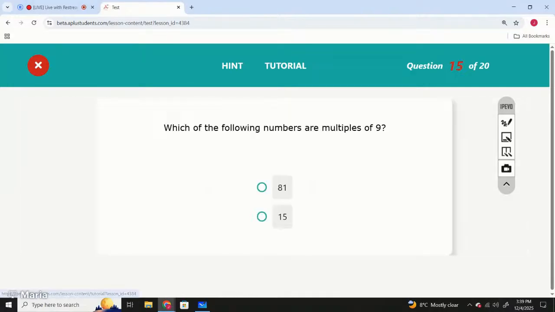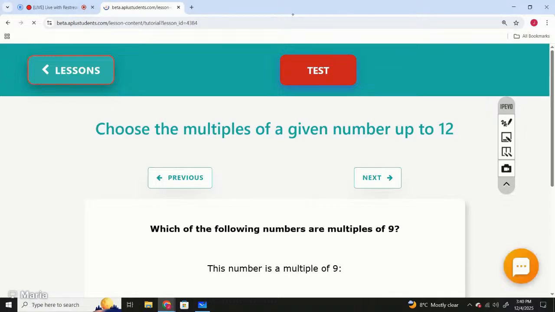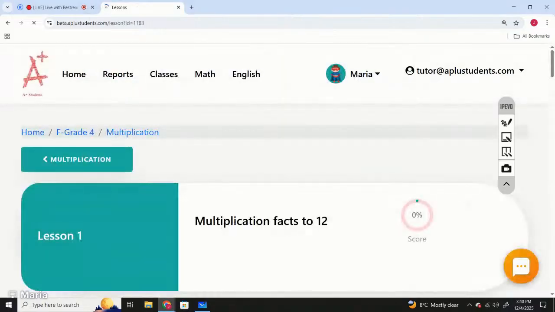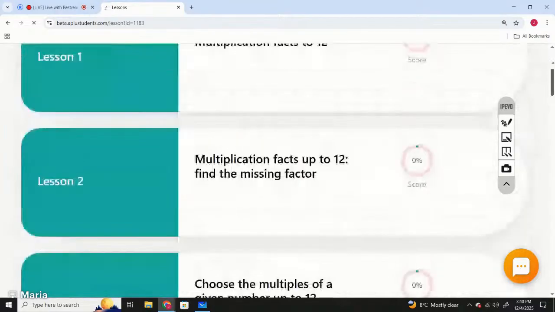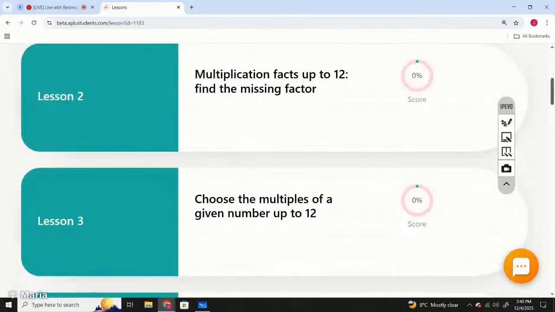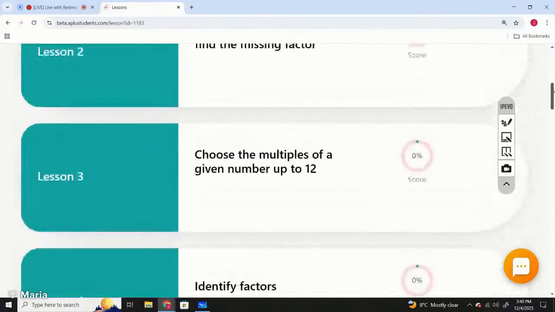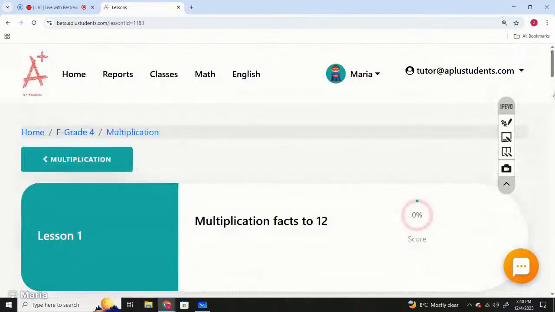Okay, you complete the lesson by yourself later today. Let me just move on to the next lesson. So we were working on grade 4 math. The chapter we were working on is multiplication. What we have covered today are multiplication facts to 12, find the missing number, and choose the multiples of a given number up to 12. So please make sure before the next session you practice questions for the lessons we just did. That is your homework until next session.